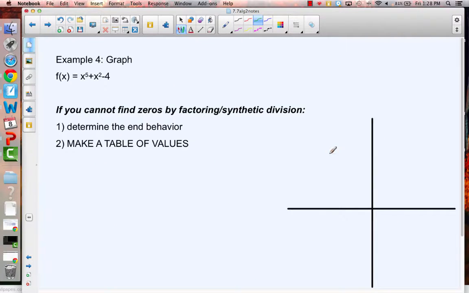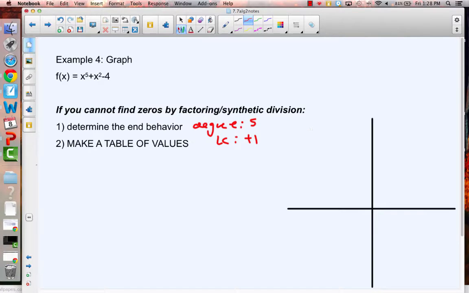Now sometimes you won't be able to find your zeros at all because you won't be able to factor, you won't be able to use synthetic division without it working, and so really the only 2 steps if you can't factor at all is to determine the end behavior and then make a table of values. So in this case we've got x to the 5th, which we know is a degree, so that's our degree is 5, and our leading coefficient is positive 1.